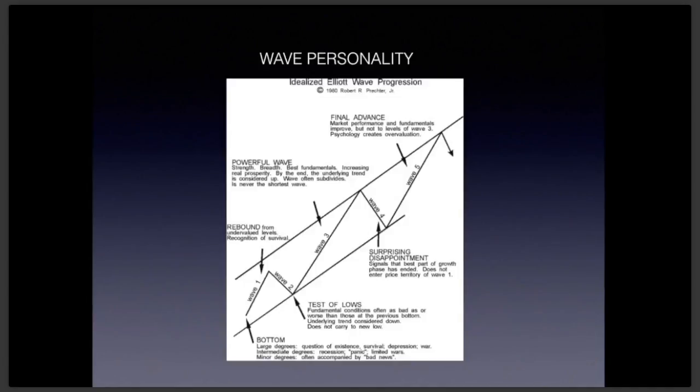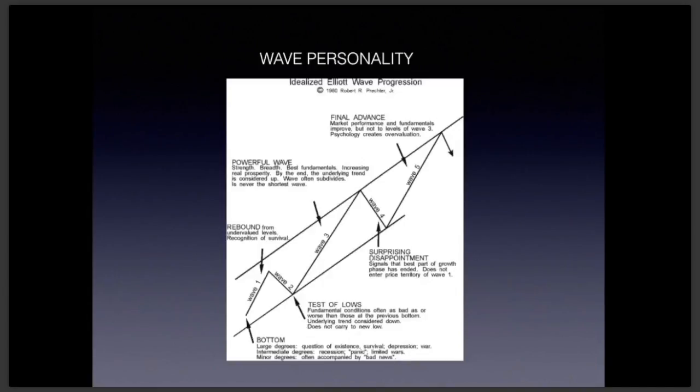And then there's a pullback in wave 2. Those people invested at the bottom are a little bit uncertain. They just sell off their investment. Wave 2 will be a test of lows, where fundamental conditions are often as bad as or worse than those at the previous bottom. The underlying trend is considered down, but it does not carry to a new low.